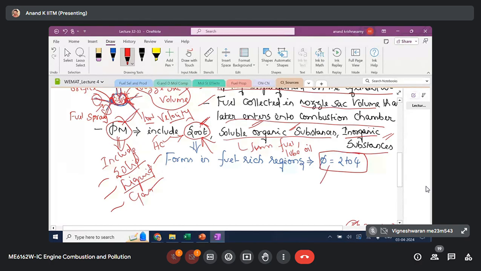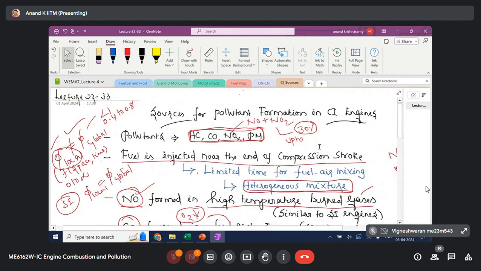This soot forms over a wide range of pressure and temperature. I'm going to give more detail about the formation mechanism of soot later on. But here just take a note that soot is formed due to fuel-rich mixture in the range of 2 to 4 over a wide range of pressure and temperature. Once soot is formed, it provides a surface for carrying these liquid particles and gas phase substances. Clear? These are the sources for pollutant formation in a diesel engine.